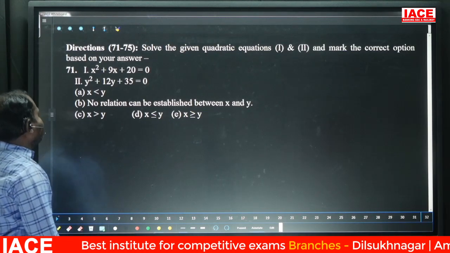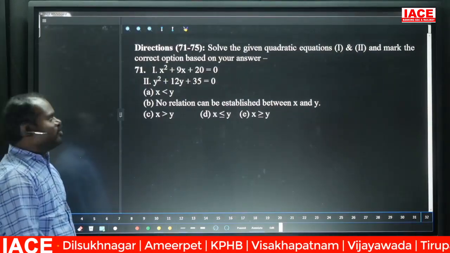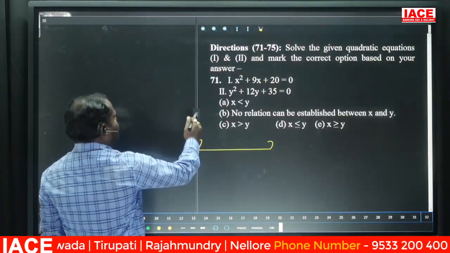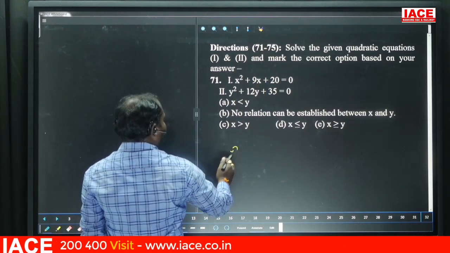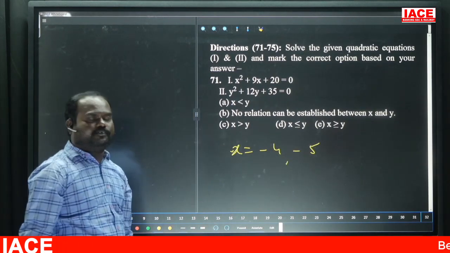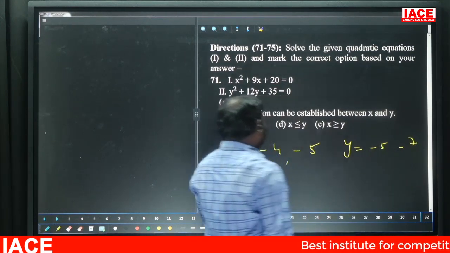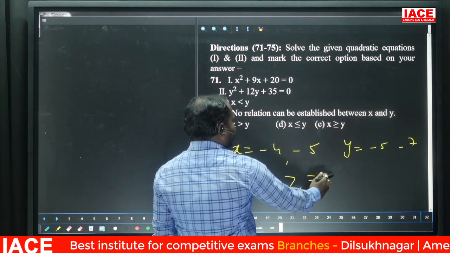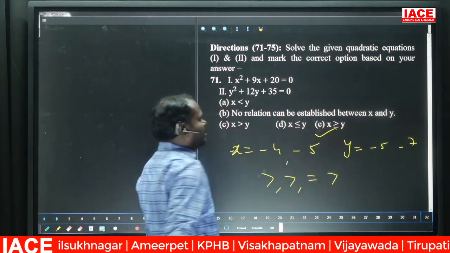Next, equations. First one is a basic question only. 20 means 4 fives, minus 4, minus 5. Minus 4, minus 7, no coefficients. 35 is 5 sevens, minus 5, minus 7. So minus 4 compared to both is greater. Minus 5 is equal as well as greater. X is greater than or equal to y.